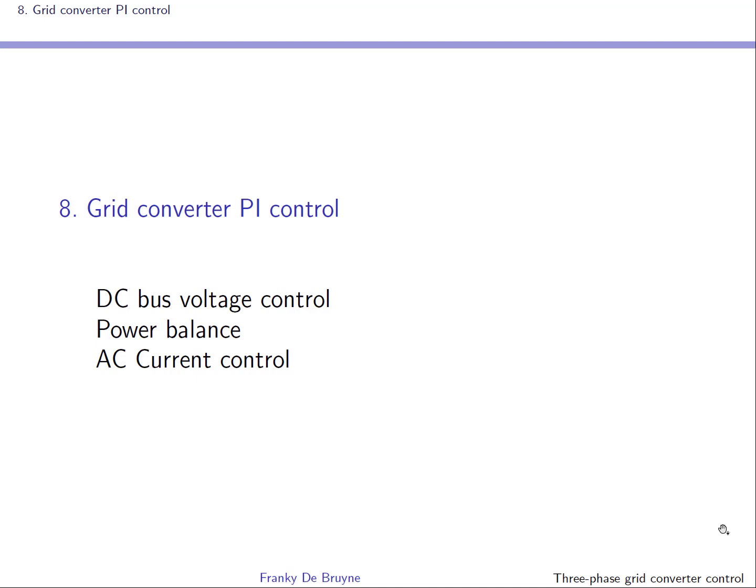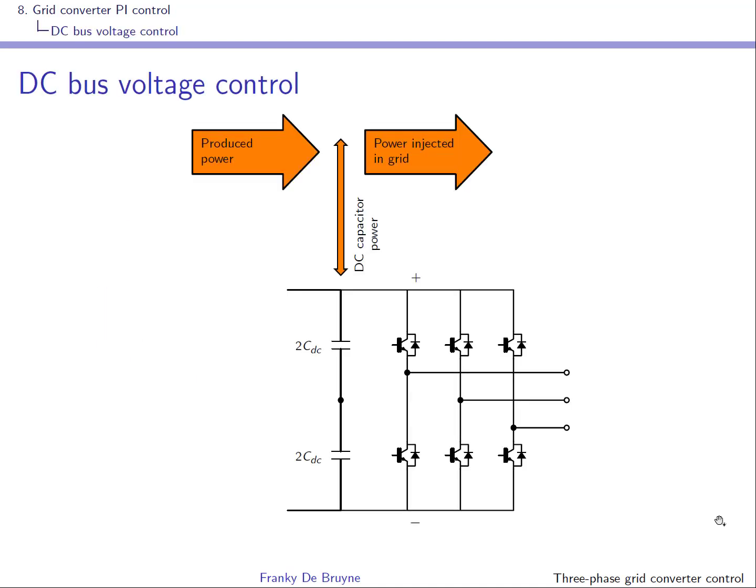Of course, later on we're working with an AC current loop, so we have to transform this DC current set point into set points for the AC current loops, and this is done using a power balance. And then at the end we implement the AC current loops and the 3 currents of our 3 legs of the inverter. Okay, so we'll first consider DC bus voltage control.